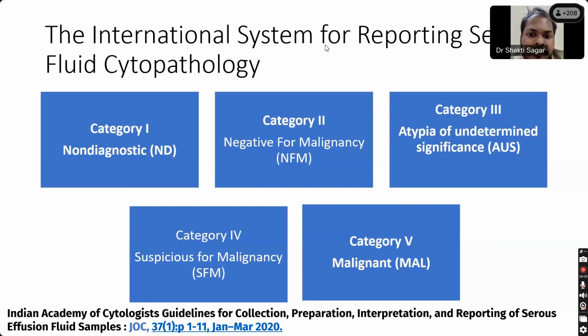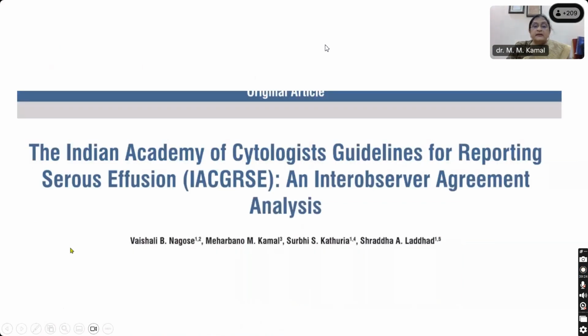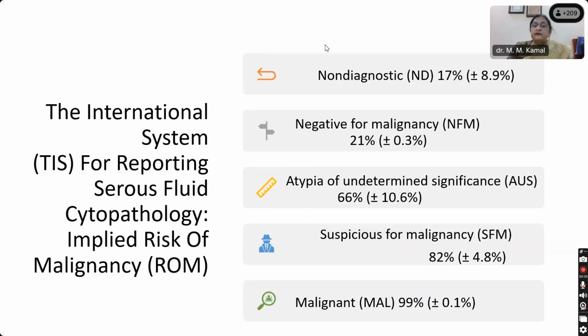So these guidelines have come from the International Academy of Cytology, but even the Indian Academy of Cytologists had at the same time proposed these categories, and we were a part of this whole study. Now we have done an inter-observer agreement analysis using the categories of the IAC, that is Indian Academy of Cytology, for reporting serous effusions and have come up with very nice results.